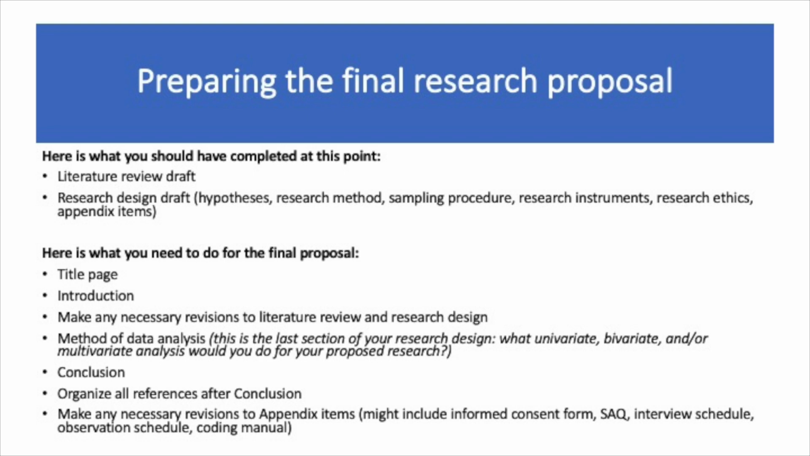I am still working on the research designs, but here's what you should have completed at this point and what you still need to do for the final proposal. At this point, you should have a literature review draft. I was missing a few, so if you don't have a literature review draft, then you do really need to get moving on that, okay? So you should have that completed. You should have a research design draft as well, and this includes hypotheses, research methods, sampling procedure, instruments, ethics, those appendix items, which really are your research instruments.